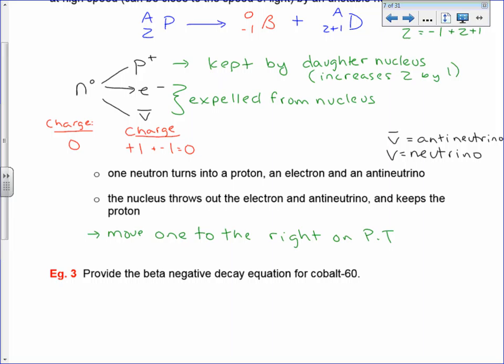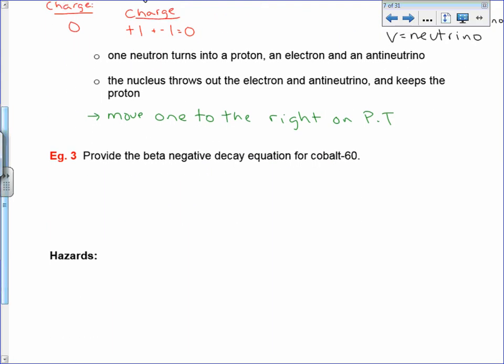We'll do a simple little example here, just to illustrate beta negative decay. We want to do beta negative decay for cobalt-60. So cobalt-60, that's 60. The symbol for cobalt is Co, and cobalt is element 27. It's going to expel a beta particle. So A stays the same: we have 60 on the left-hand side and we're going to have 60 on the right-hand side. But we need to add 1 to our Z. So instead of 27, it becomes 28, and element 28 is nickel. Then you also have to add in your antineutrino.